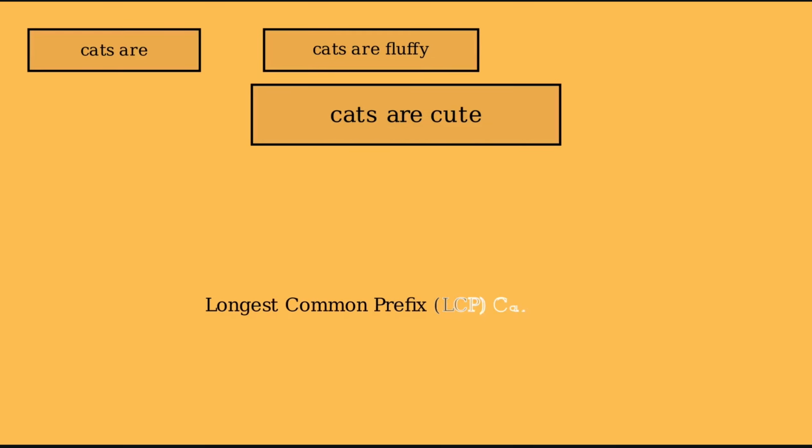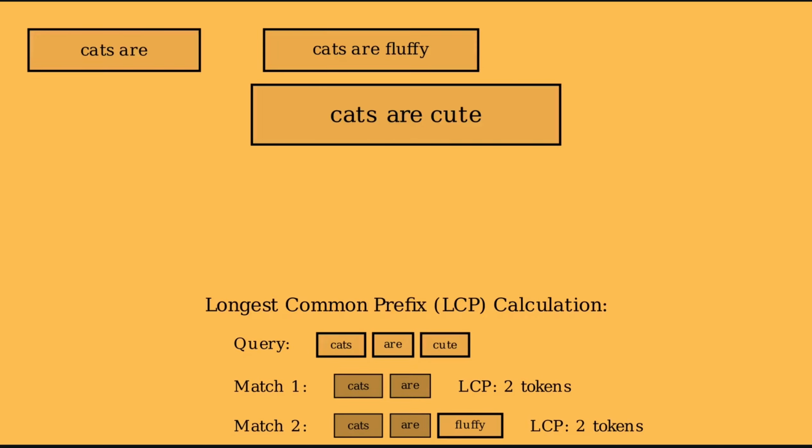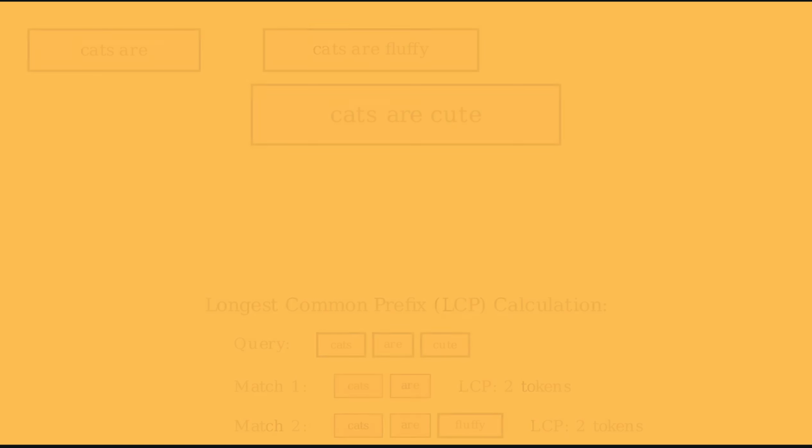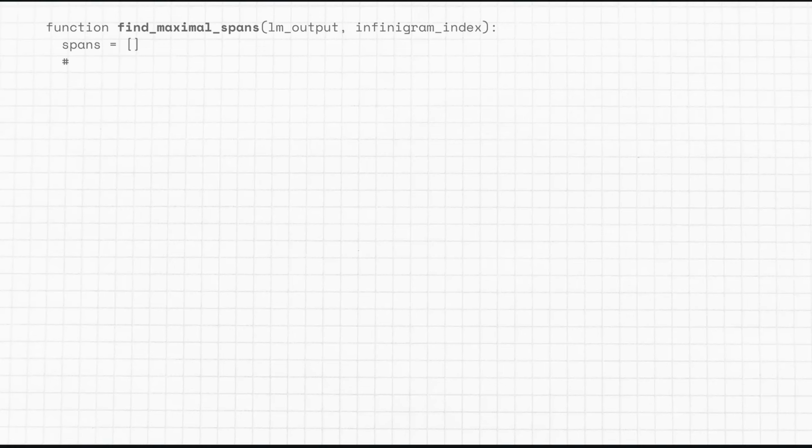Looking at our matches, we can calculate the longest common prefix. When comparing with cats are, the LCP is 2 tokens. Similarly, for cats are fluffy, the LCP is also 2 tokens. Therefore, the longest prefix of cats are cute is actually cats are. This approach helps us identify which parts of model outputs are directly present in training data versus which are novel combinations. The algorithm as well is pretty simple.